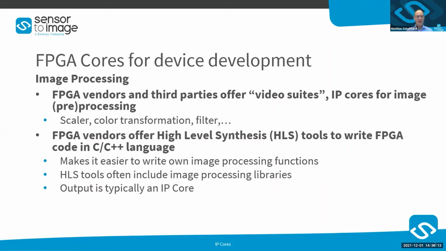In addition, these HLS tools often include image processing libraries, so not every filter, not every transformation has to be done by hand and from scratch. You can use existing tools and libraries for typical image processing functions. The output of a function done with such high-level synthesis tools is typically again an IP core and can be used the same way as other IP cores and integrated in the typical design flow.